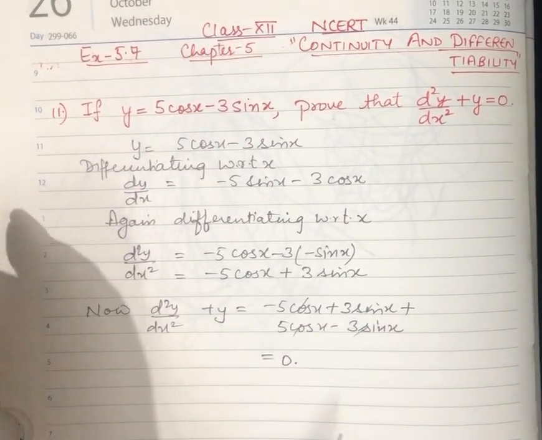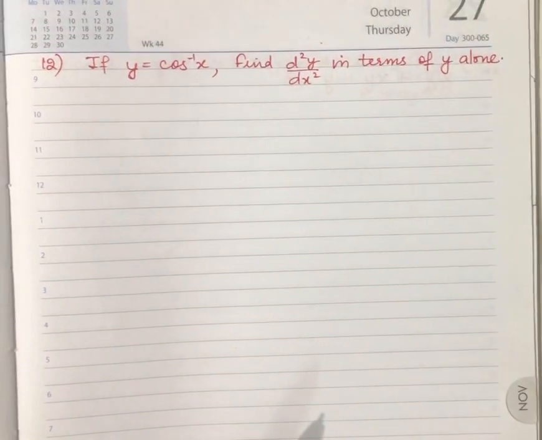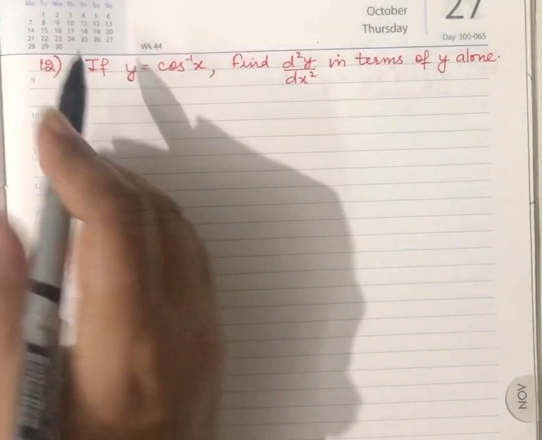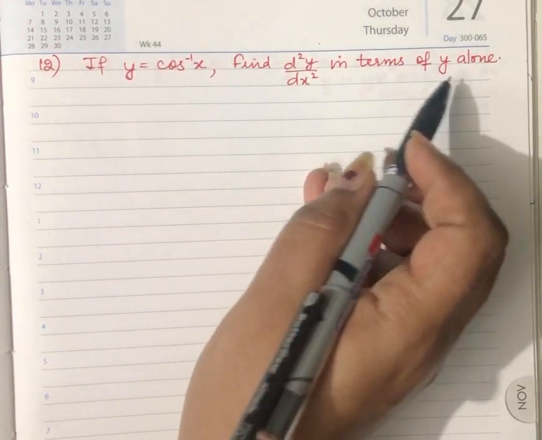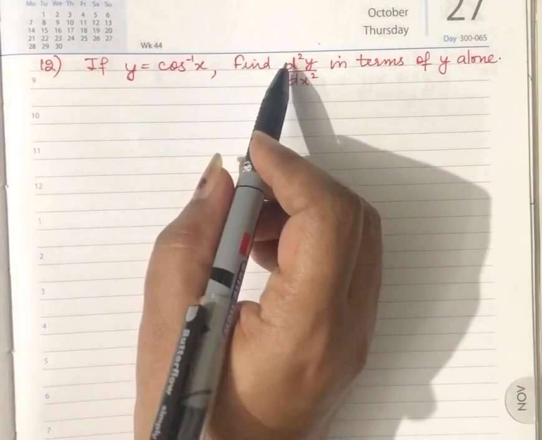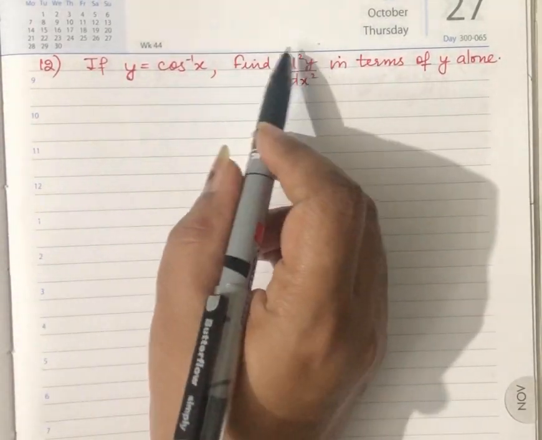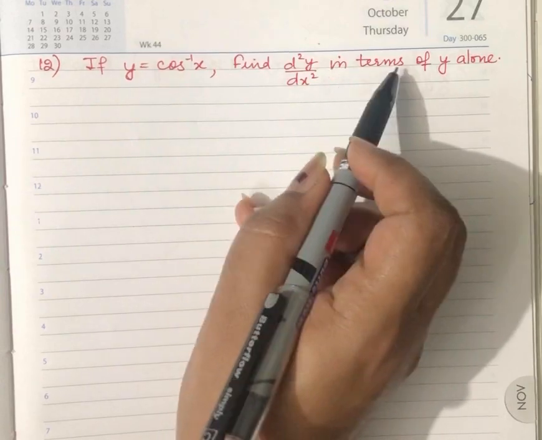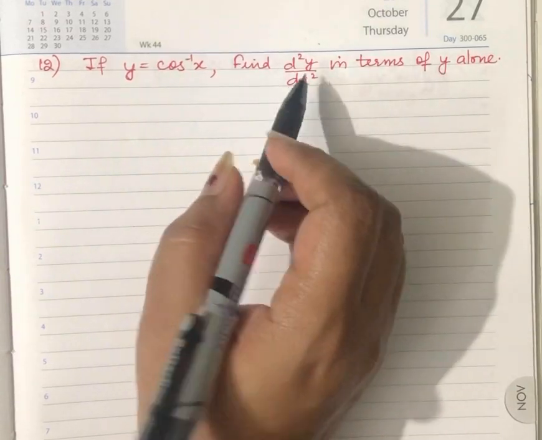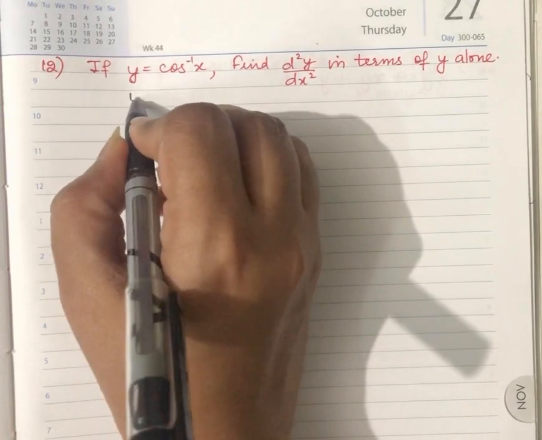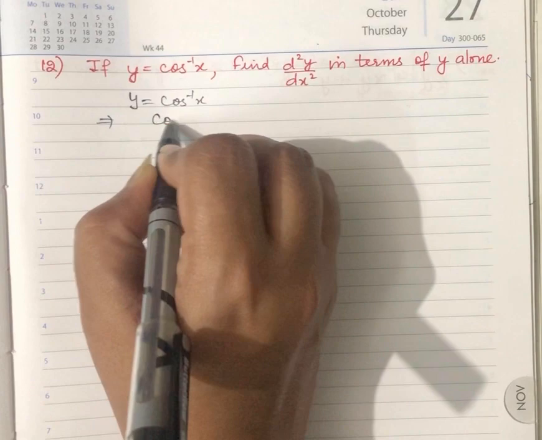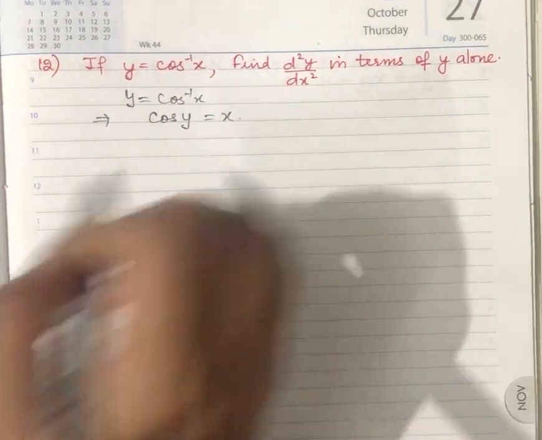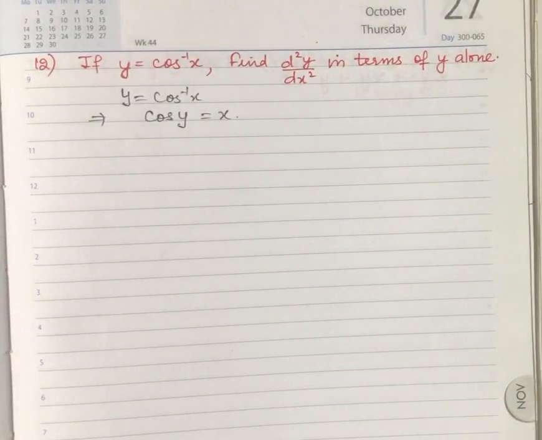Now look at the next question. In the 12th question, y is equal to cos inverse x, find d square y by dx square in terms of y alone. Here we have to find the second order derivative in terms of y alone. So now y is equal to cos inverse x. So taking cos to the left hand side, we can write it as cos y is equal to x.